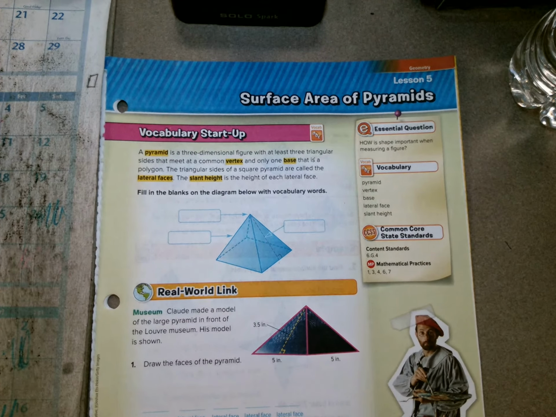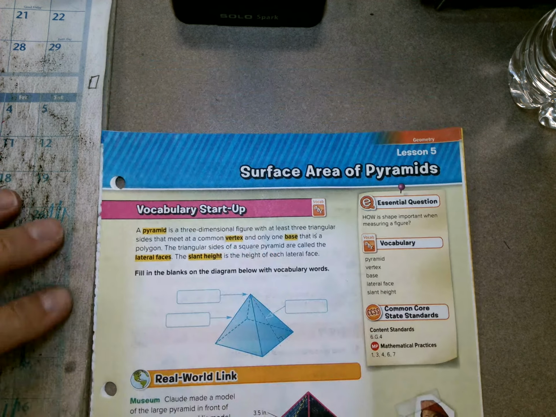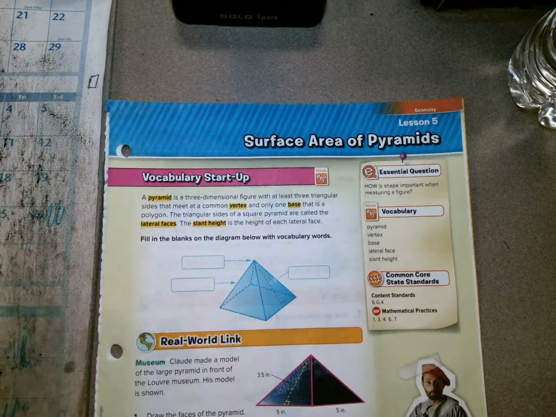Okay, guys, last lesson of chapter 10, lesson 10.5, surface area of pyramids. We're going to be dealing with two types of pyramids, a square pyramid and a triangular pyramid. Let's get a little vocabulary here.